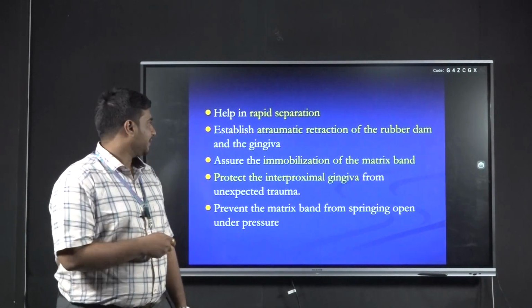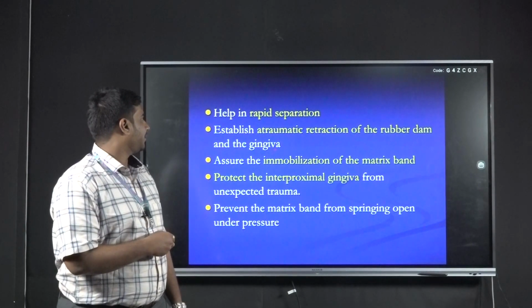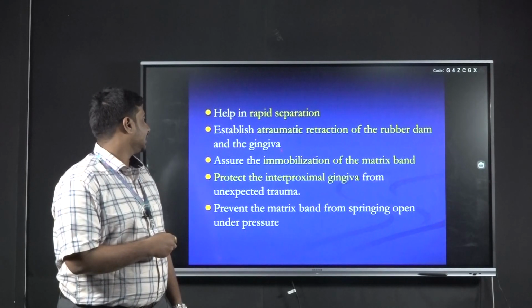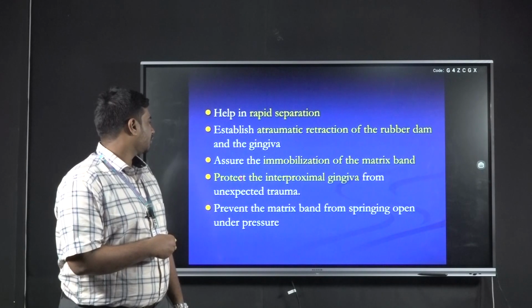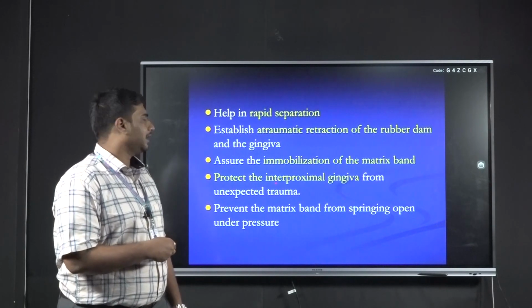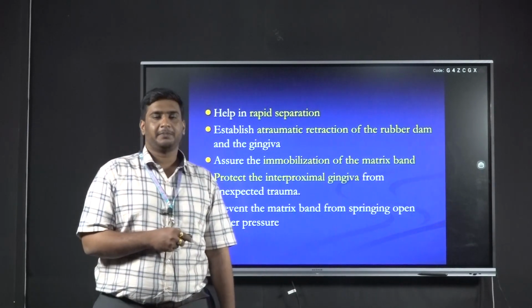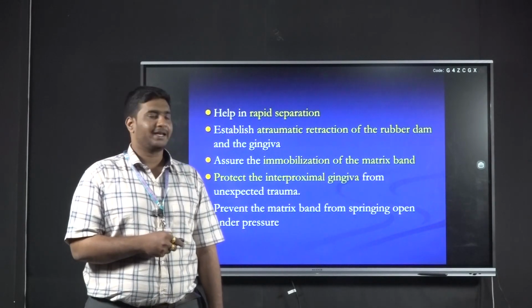These wedges help in rapid separation, establish atraumatic retraction of the rubber dam and the gingiva, and assure the immobilization of the matrix band. They also protect the interproximal gingiva from unexpected trauma while preparing the tooth or due to the matrix band.